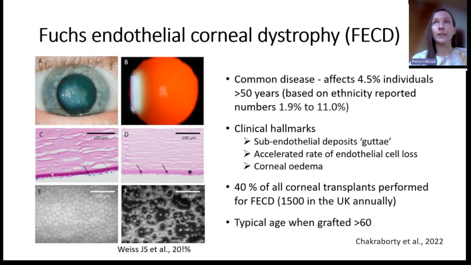Before we start with rare diseases, and for the sake of context, I need to have a few words about Fuchs endothelial corneal dystrophy. It's a common disease that affects nearly 5% of population over 50 years. Clinical hallmarks are subendothelial deposits called guttae, accelerated rate of endothelial cell loss, and corneal edema in advanced stages. Fuchs endothelial corneal dystrophy is currently the leading cause of corneal grafting in developed countries. For example, in the UK, about 30% of all corneal transplants are because of FECD. The typical age when patients get grafted is over 60.